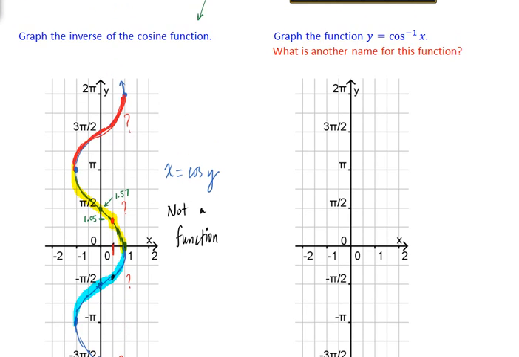So we're going to draw that yellow piece over here to the right where it asks you to draw it. It says graph the function y equals inverse cosine of x. It says it's got to be a function, so we can only draw a piece that will be a function. So our graph will be this piece.